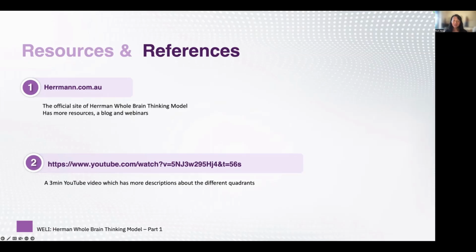As I said, I'll be looking in part 2 at how we can use this for communication and collaboration. But the first thing I want us to do is to look at ourselves and see how this model sits with us, see if we can find what quadrant we might belong in.